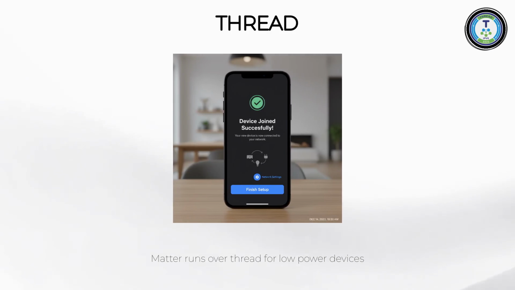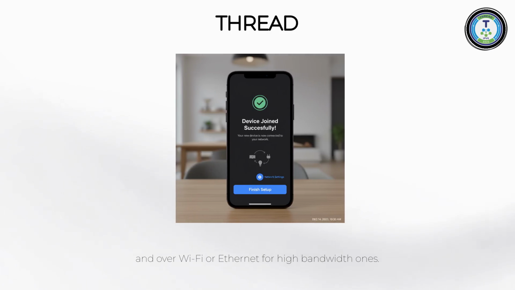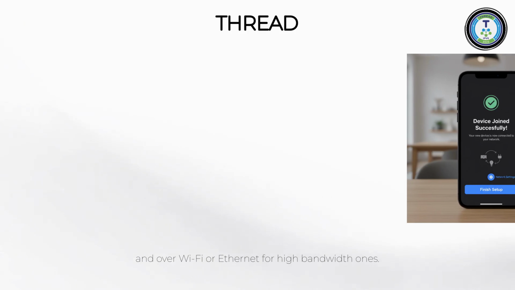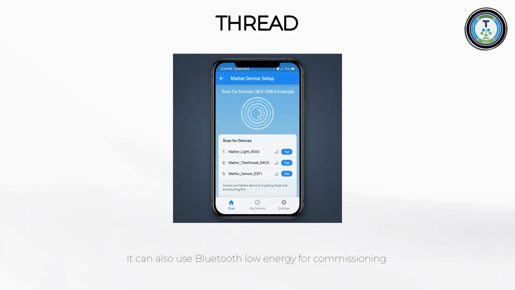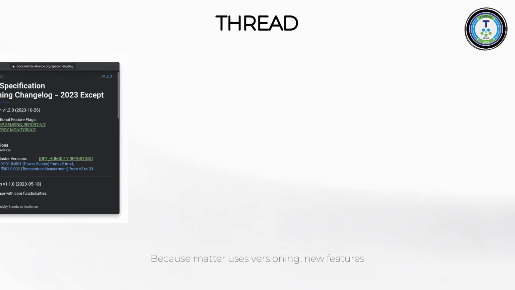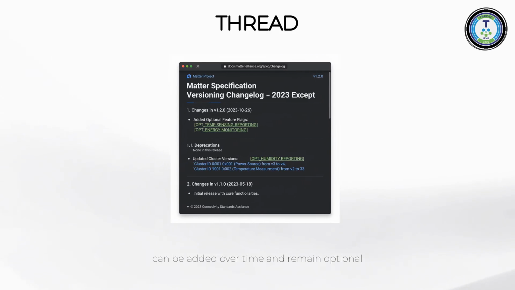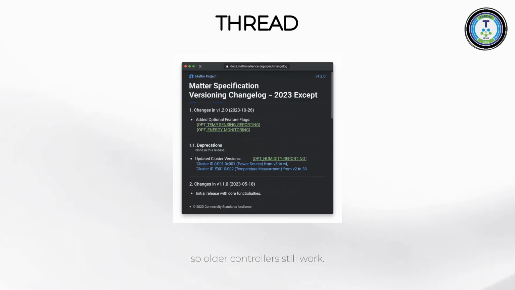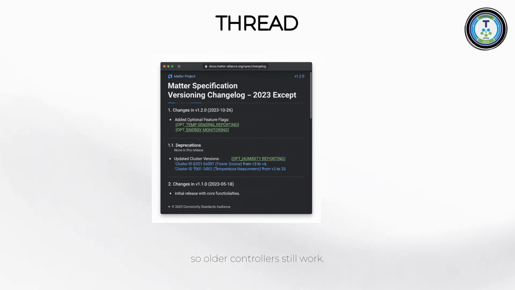Matter runs over Thread for low-power devices and over Wi-Fi or Ethernet for high-bandwidth ones. It can also use Bluetooth Low Energy for commissioning. The goal is to let you buy a Matter bulb and use it with Apple Home, Google Home, Amazon Alexa, or an open-source controller interchangeably. Because Matter uses versioning, new features can be added over time and remain optional so older controllers still work.